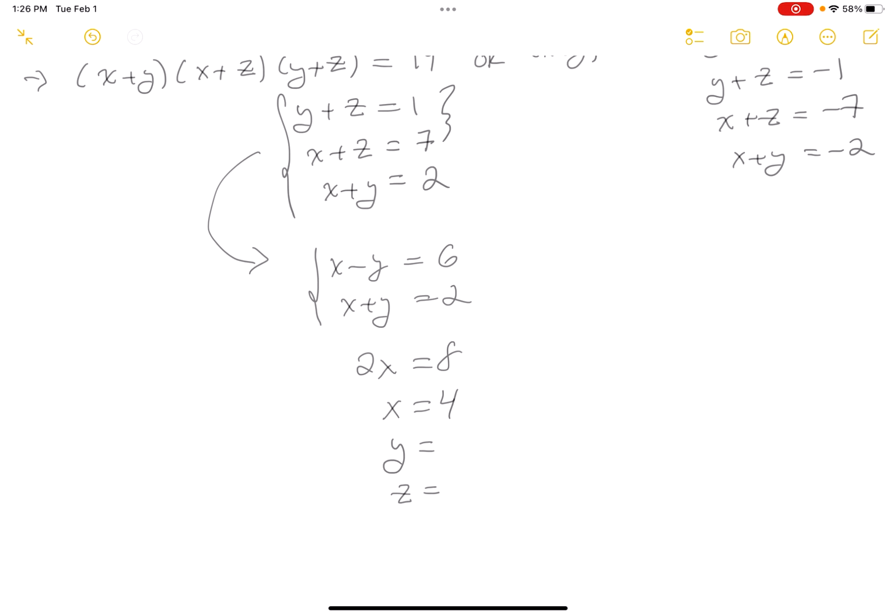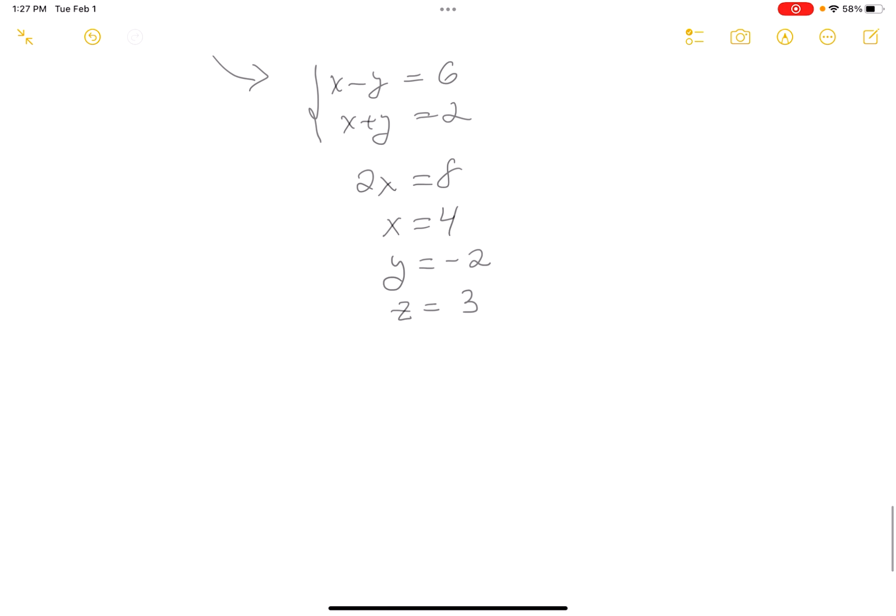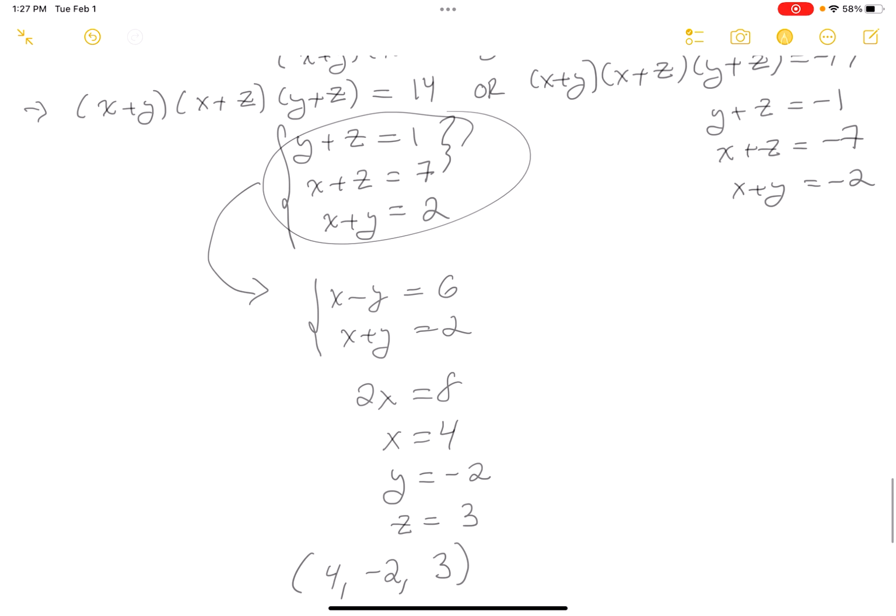So if x is 4, and again, I'm looking at the system up here, if x is 4, what would y be? Well, 4 plus what would give you 2? Y would have to be minus 2. Now, if x is 4, what would z be? Z would have to be 3. So I found a triplet. I'll write that down for you. 4, minus 2, and 3. Again, we'll look at the key later.